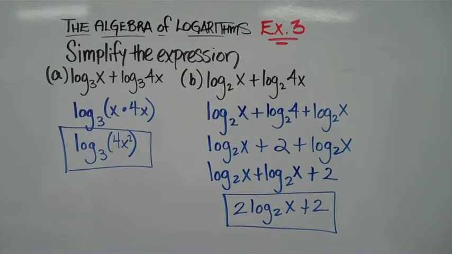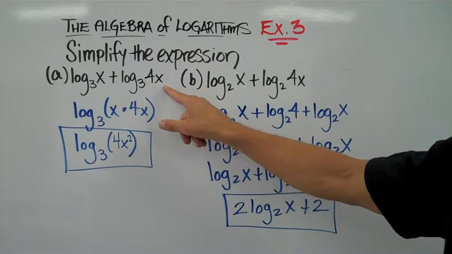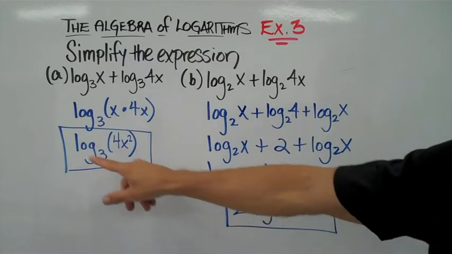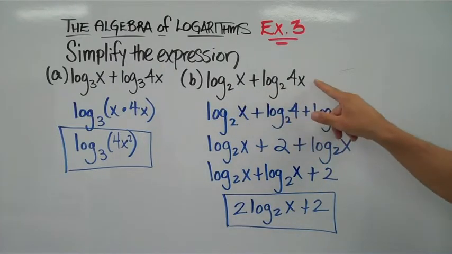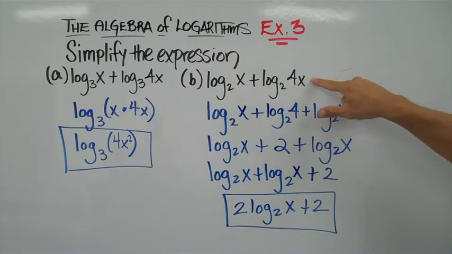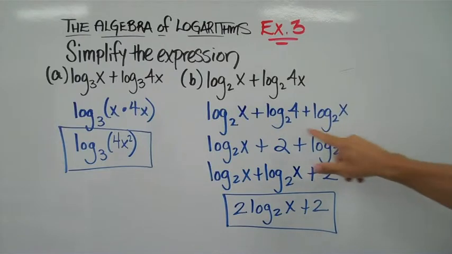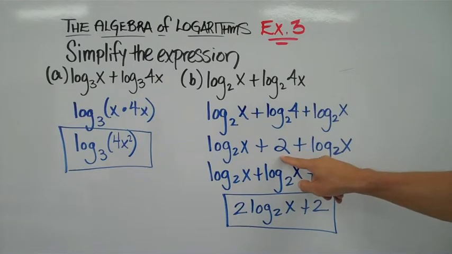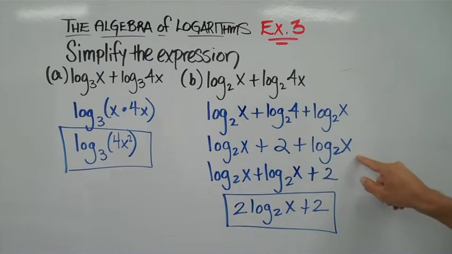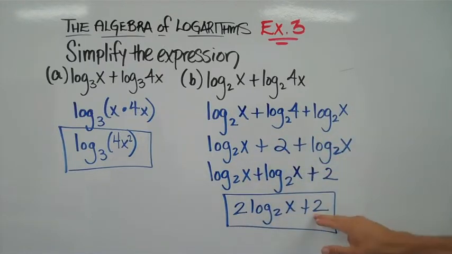Here we're asked to simplify the expression using that product rule. Log base 3 of x plus log base 3 of 4x can be simplified using our product rule into log base 3 of x times 4x, which is log base 3 of 4x squared. Similarly, we have log base 2 of x plus log base 2 of 4x. Well, we can split the 4x into log base 2 of 4 plus log base 2 of x. And we can see that log base 2 of 4 is 2 to what power gives us 4? Well, 2 to the 2 gives us 4, so we can simplify this into 2. Log base 2 of x plus log base 2 of x is 2 log base 2 of x. I've got one of them plus another gives me 2 of them, plus 2.